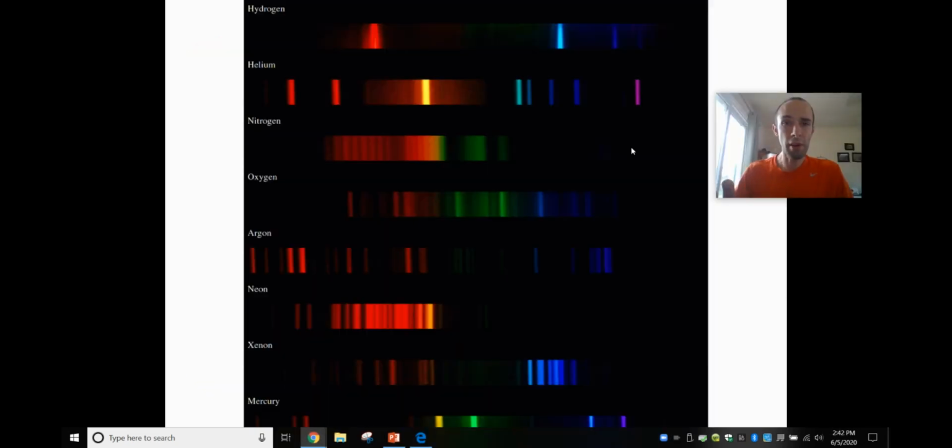Okay, so these are all elements that give off different spectrums of light. So if you look at this, hydrogen, which most stars are made out of, has a wavelength of a red right here.